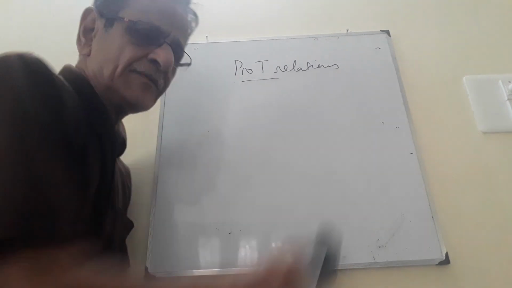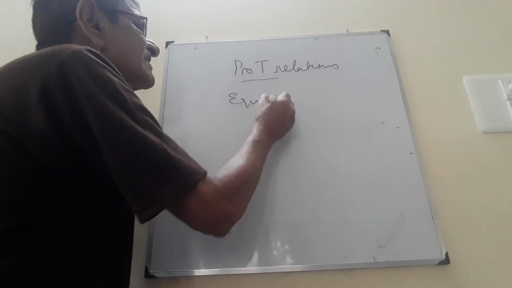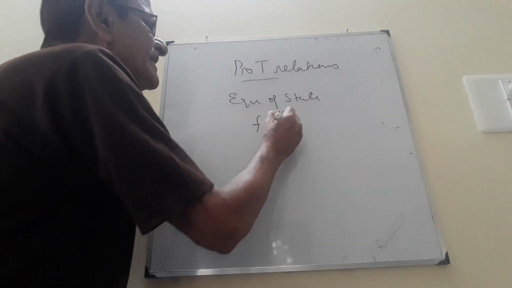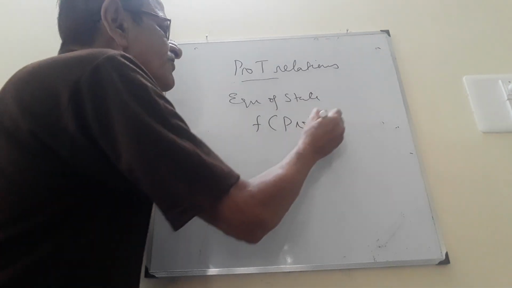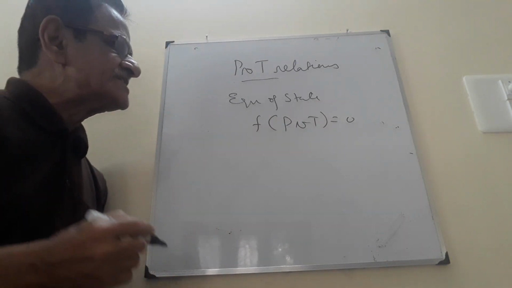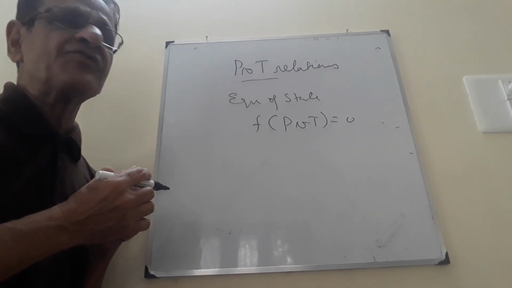Now, we've got what's called equation of state. It's of the form f of P.V.T equal to 0. P is pressure, V is volume, T is temperature. Therefore, any equation of the form f of P.V.T equal to 0 is called the equation of state.